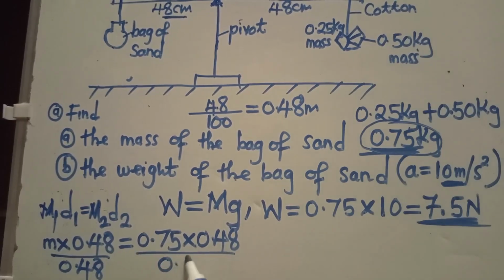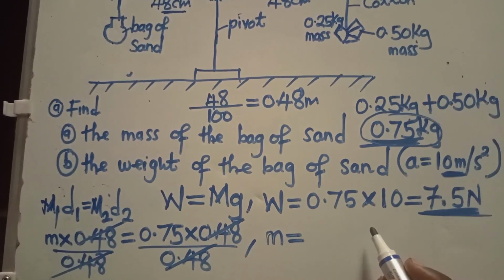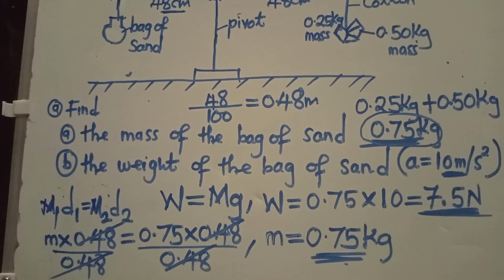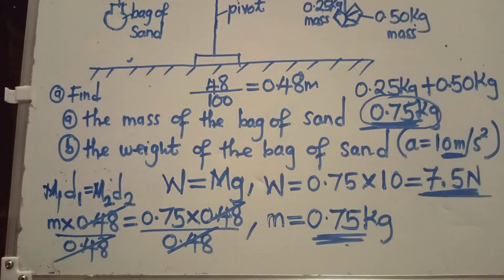Even here, I divide both sides by 0.48. This and that will be cancelled. This and that will be cancelled. I am going to remain with the mass, which is equal to 0.75, then I just put kg. So have you seen? This is the answer that I'm getting. Here you can use any method that you are comfortable with. By the end of the day, we need to arrive at the same answer. So this is where we are going to end, and I guess you've gotten one or two things.